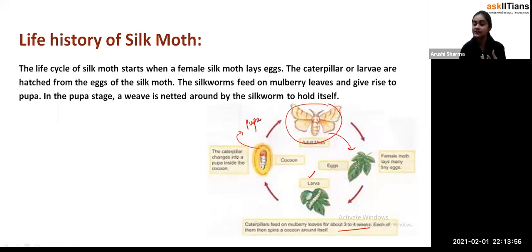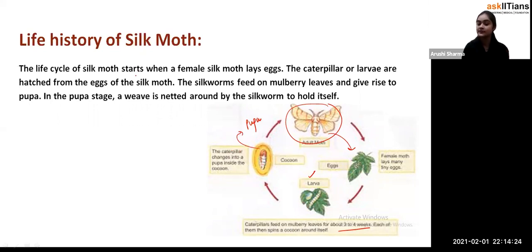And after some time, inside that cocoon there is the development of this larva and they convert into the pupa. And when this pupa has developed and converted into the silk moth, they will move out from that shell, and the thread-like structure will be left behind and the silk moth will come out, and again that silk moth will lay the eggs, and that's how the life cycle of the silk moth goes on.